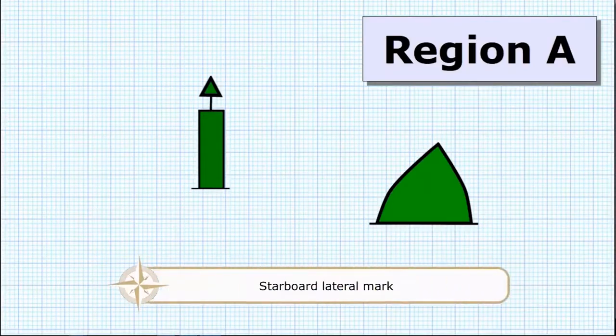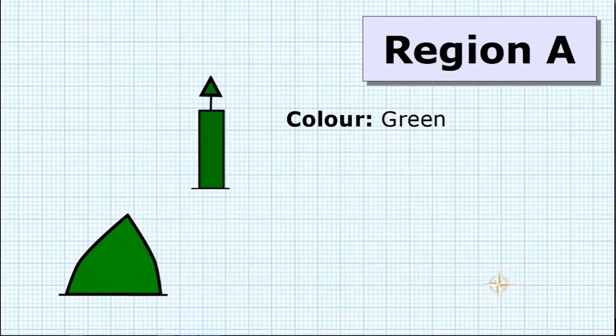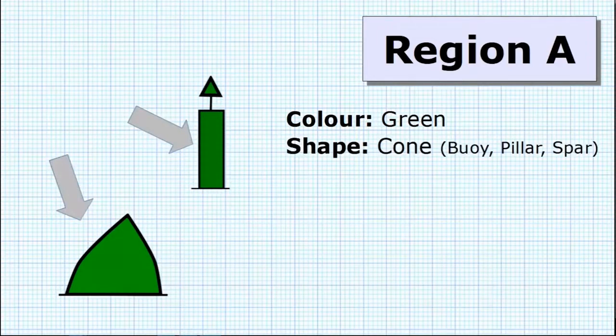Now let's have a look at the starboard lateral marks, starting off with region A again. We're going to complete the same information. Their colour, well, it's going to be green, we know that from the picture. Then we're going to look at the main body of the buoy itself. We can see that its shape is going to be cone shaped.